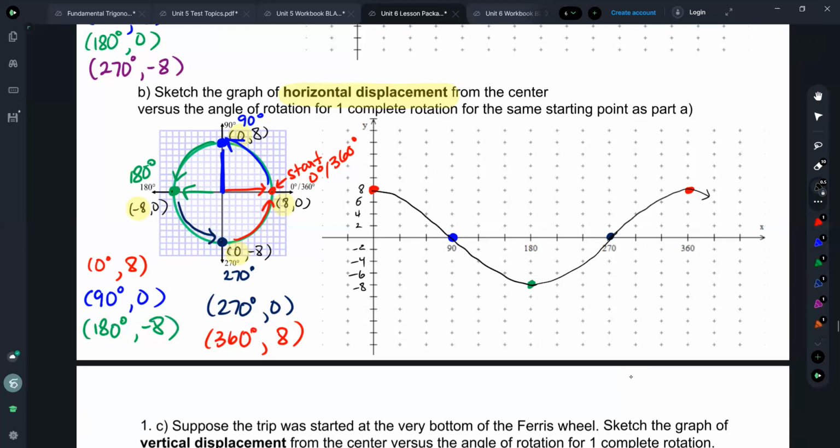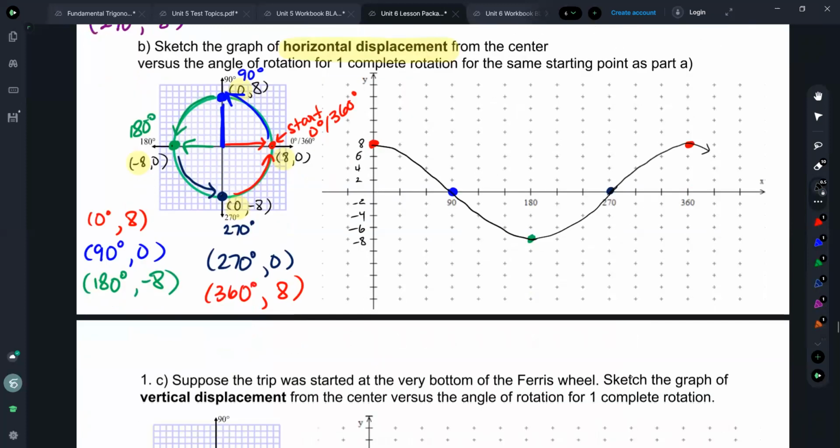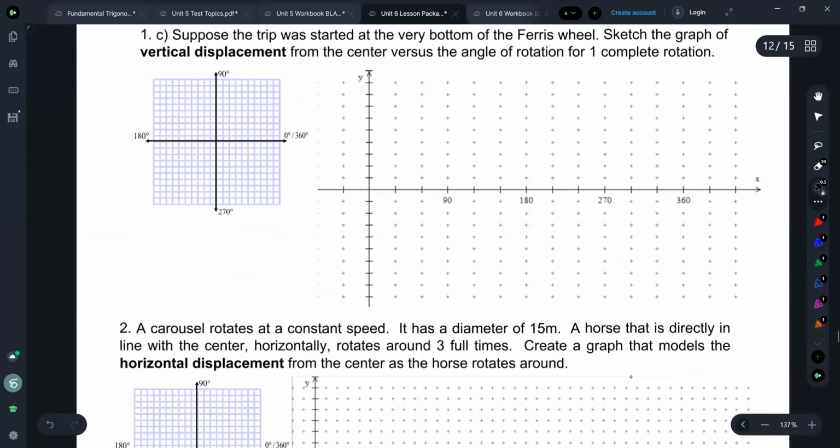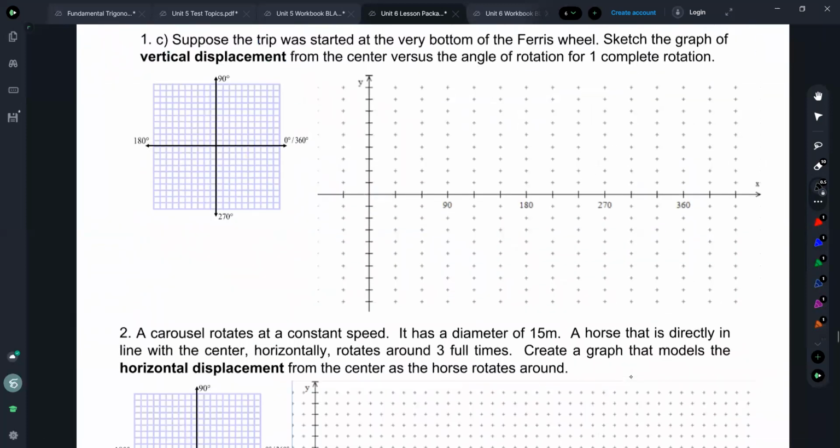Okay, so suppose we now switch this up one more time. Instead of starting at the usual 0 degree location, we're now going to start at the bottom of the Ferris wheel. And we're going to track vertical displacement on the next page. Can I scroll from this? Okay, so we're going to draw our Ferris wheel one more time, 8 units in all directions.